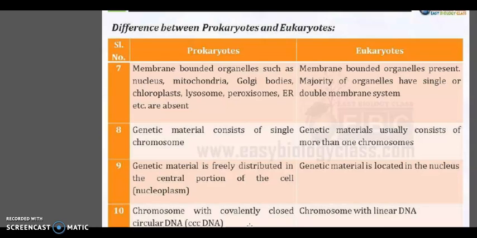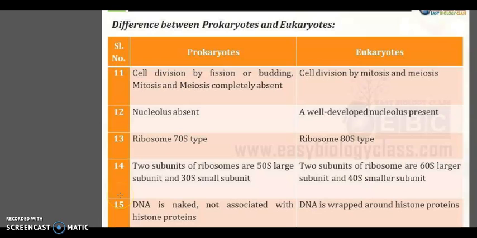Chromosome with covalently closed circular DNA is present in the prokaryotes, whereas chromosome with linear DNA is present in the eukaryotes. In prokaryotes, cell division is by fission or budding. Mitosis and meiosis are completely absent, whereas in eukaryotes, cell division occurs by mitosis and meiosis. Nucleolus is absent in prokaryotes. A well-developed nucleolus is present in eukaryotes.